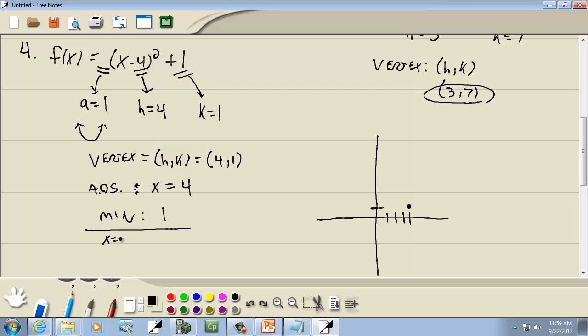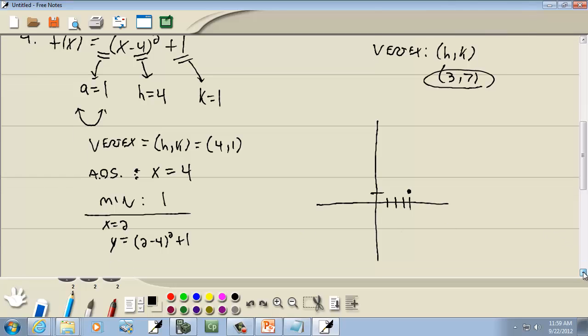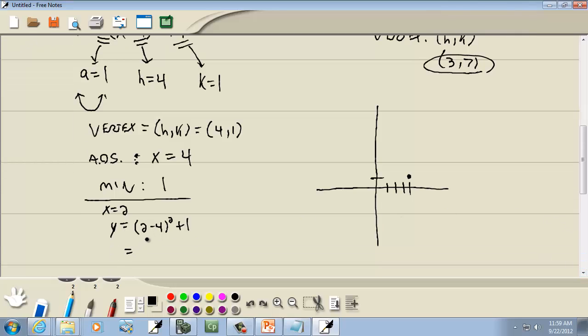So if I pick x equals 2, plug that into your function and see what the y value is. So we got y is equal to, remember, f of x and y are interchangeable. Then I'll put 2 in for the x, so I got (2 minus 4) squared plus 1. Well, 2 minus 4 is negative 2, and negative 2 squared is 4. So we got 4 plus 1, or 5. So we would have a point (2, 5). So 2, 3, 4, 5, (2, 5), I put a point.